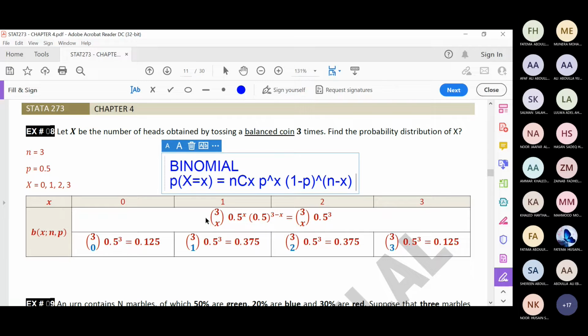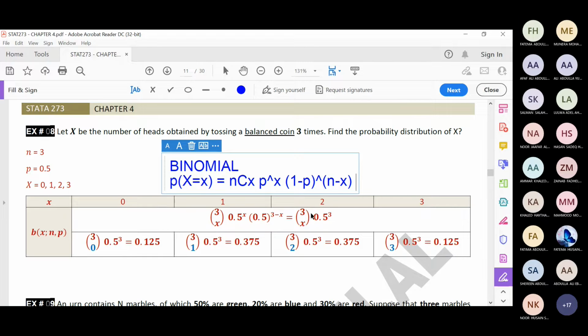nCx is the same notation. This is called combination. So 3Cx. What is p? 0.5 to the power x. What is 1 minus p? Well, again 0.5, to the power n minus x, which is 3 minus x. Because these two have the same base, 0.5 to the power x and 0.5 to the power 3 minus x, you can merge them together. You keep the same 0.5 and add the powers. So x with minus x will be dropped and you end up with this formula.